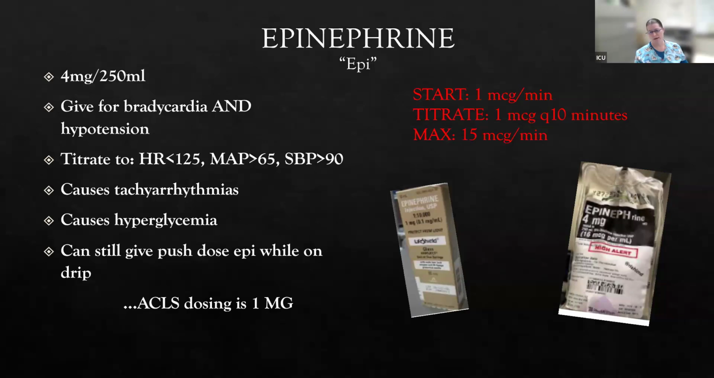And here's an example bag of what epi looks like. It says high alert because it's a dangerous drug. Here we start at 1 mic per minute. We titrate 1 mic every 10 minutes to a maximum of 15. So I think one of the most important things is look at your patient's orders. It should say which drips to hang first and what criteria does the patient have to meet. What heart rate, what blood pressure, and then what am I hanging next if things go south? Just always have a plan in place so that you know what to do and what to titrate off first. Okay.